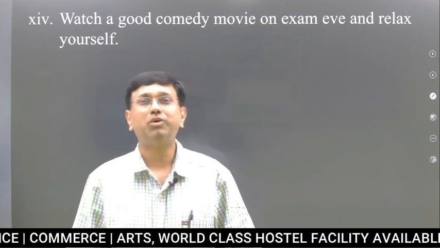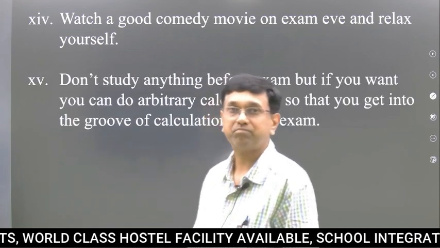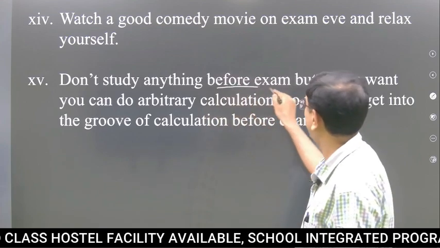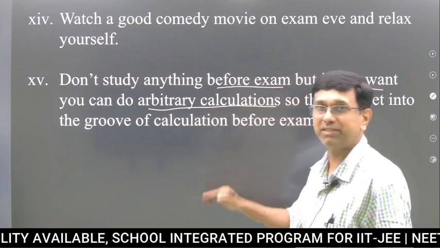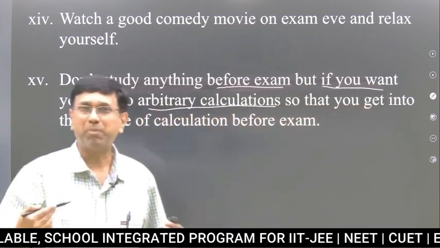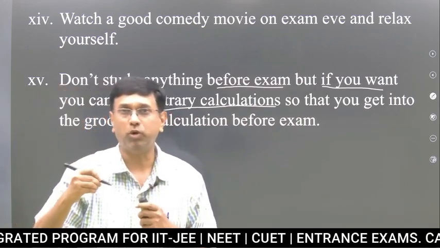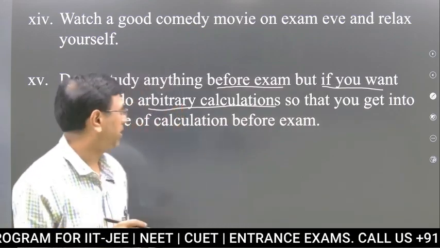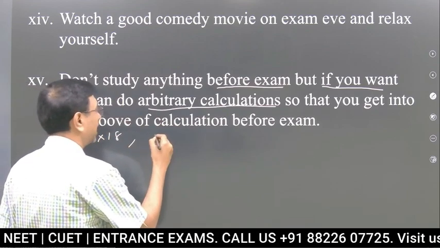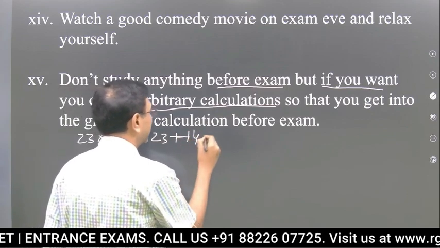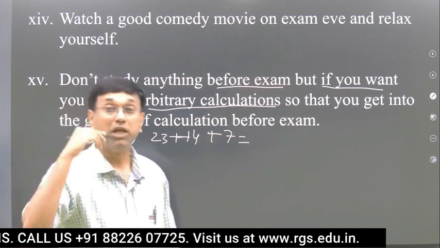What you need to do before the maths paper in the morning, I'll give you a small tip on that. Don't study anything before the exam, but if you want, you can get your brain going. What does this mean? Arbitrary calculation. What happens once we get up and we start the paper, the brain is slow and you write slowly. So what you can do? Arbitrary. Let the brain do 23 into 18, something like that, 23 plus 14 plus 7. So what happens, your brain is into calculation mode. Just do something. So get it on.